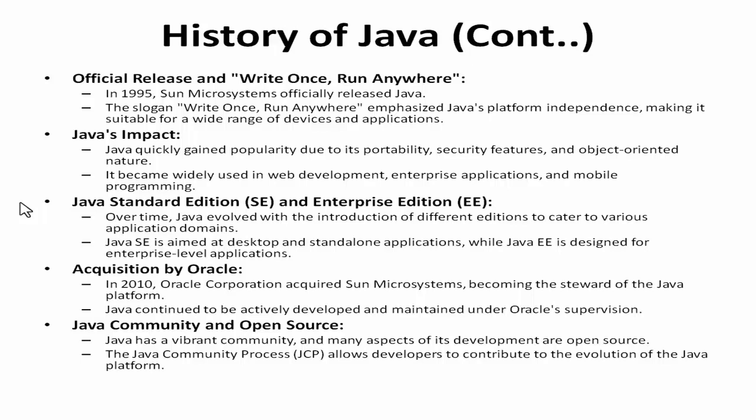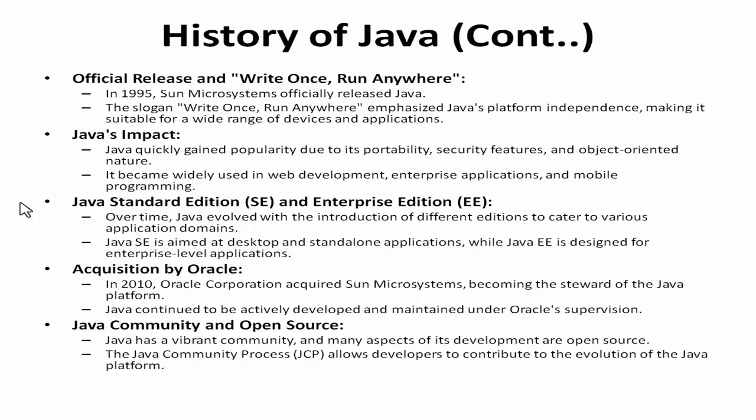Official release and write once, run anywhere. In 1995, Sun Microsystems officially released Java. The slogan is write once, execute anywhere, which emphasized Java's platform independence, making it suitable for a wide range of devices and applications.